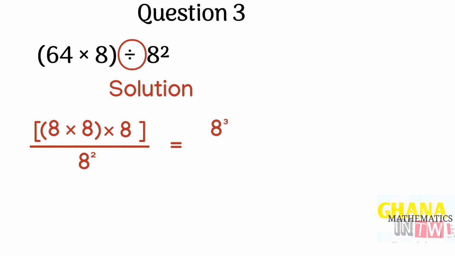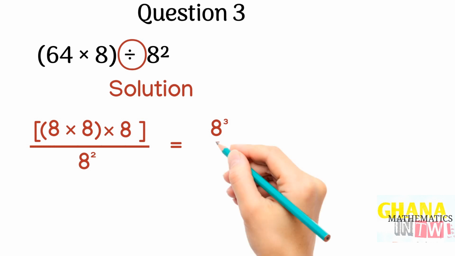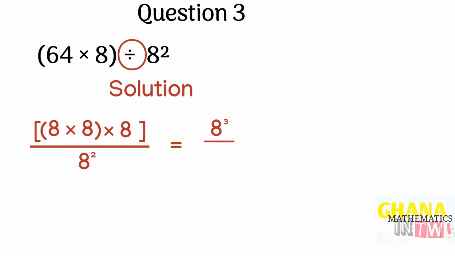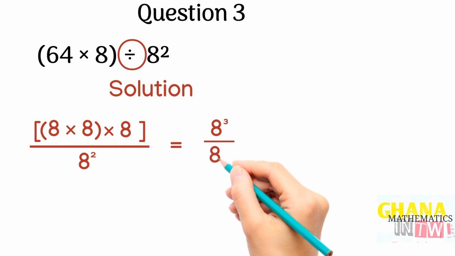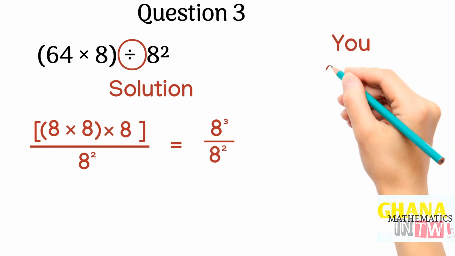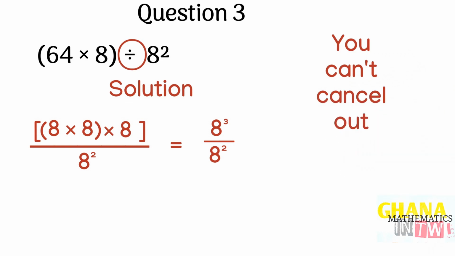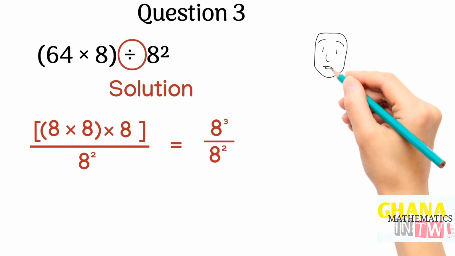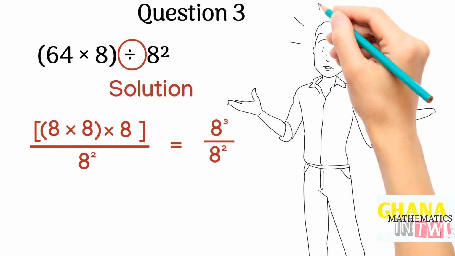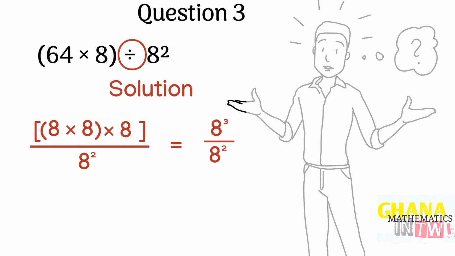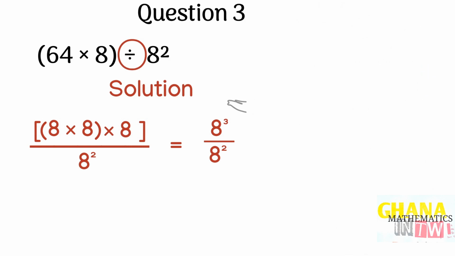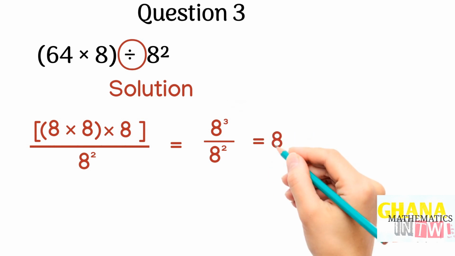So 8 raised to the power 3 all over 8 raised to the power 2. Bear in mind that when we have the same base and the bases are multiplying, we just add the exponents. So it is 8 raised to the power 3 all over 8 raised to the power 2. We can't cancel out. This is indices, so we have to use the indices rule. If you don't know what to do, just watch. I think you may be confused, but look at how I'll deal with this. I'll tackle this. So first of all, I write one 8.